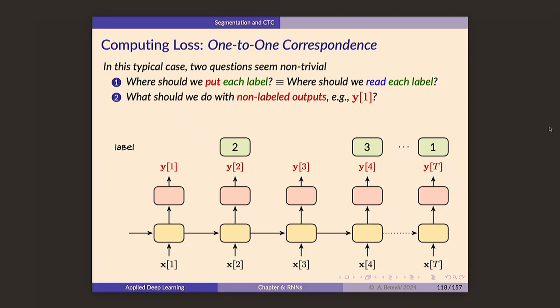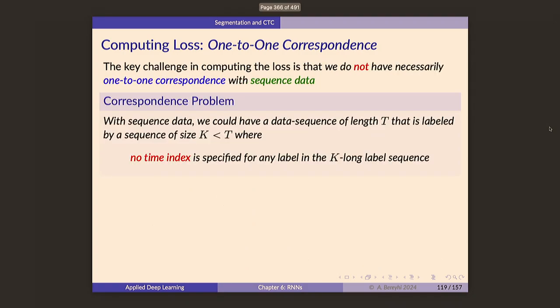This is the first one. And secondly, say we figured it out. So there are lots of them remaining without any label. What should we do with them? Should we simply ignore them, or should we consider them when we are doing the training? It's another question. So this is what we call the one-to-one correspondence problem.